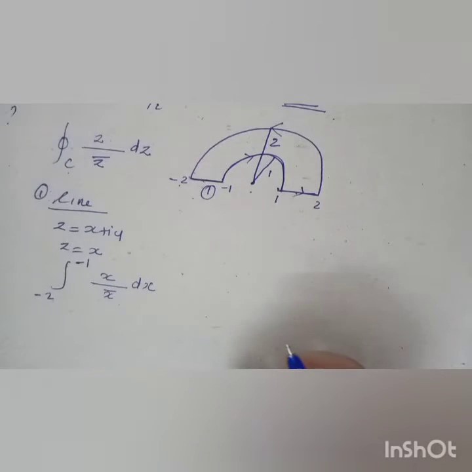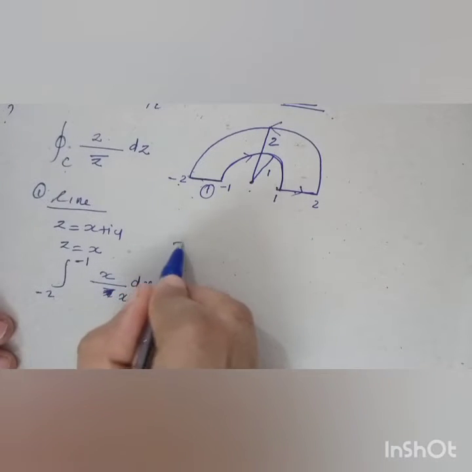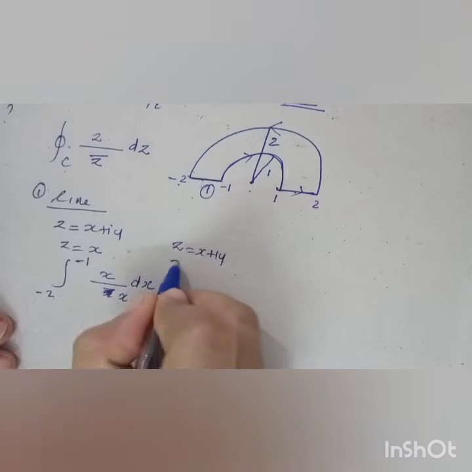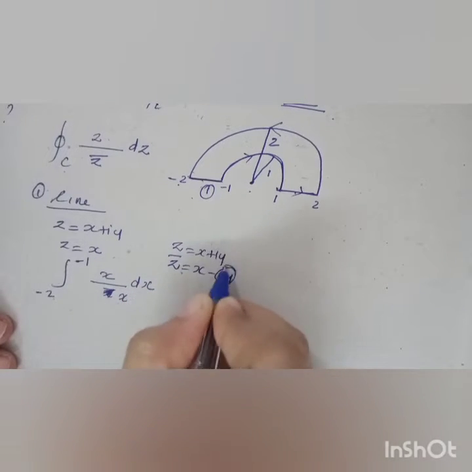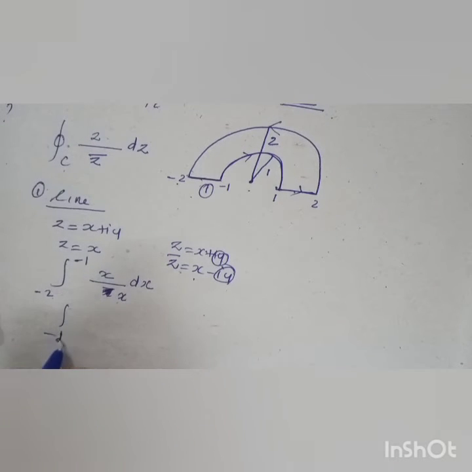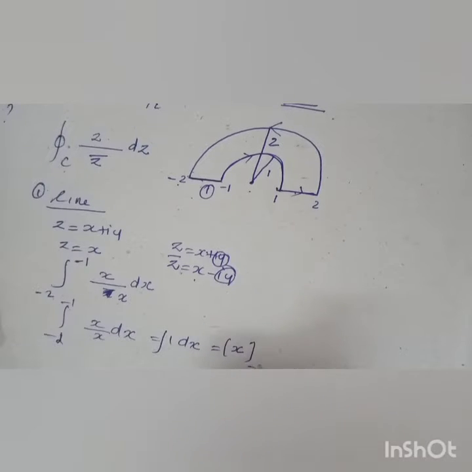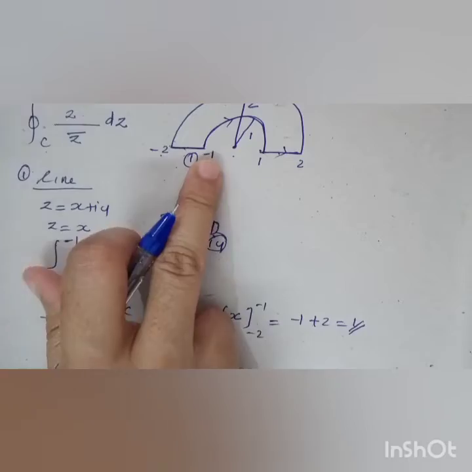So x divided by x only, because we know that z equal to x plus iy, and z bar is equal to x minus iy. So y equal to 0 means z and z bar are the same, that is x. So the integral from minus 2 to minus 1 of x divided by x dx, that is 1 dx. So integration gives x from minus 2 to minus 1. So that is minus 1 minus minus 2, that is 1. So after integration along the line we get 1.